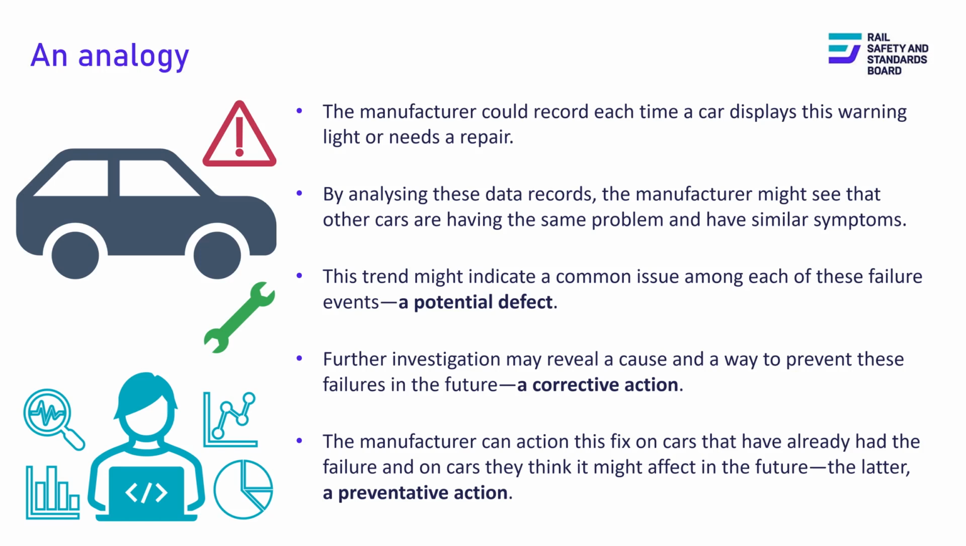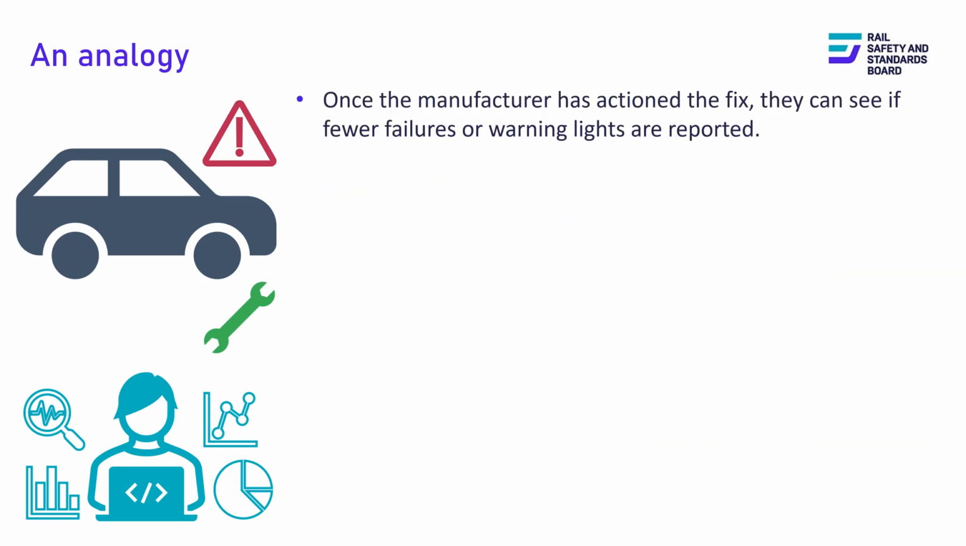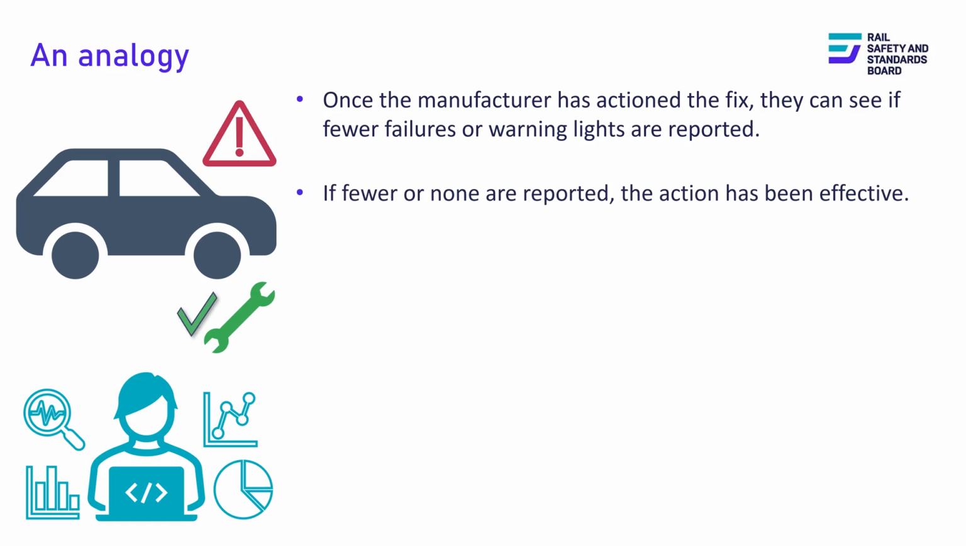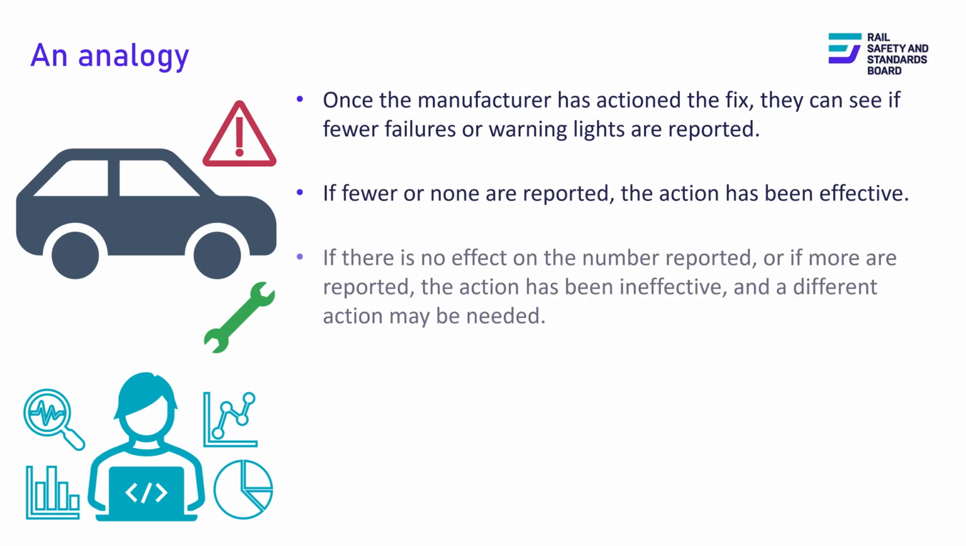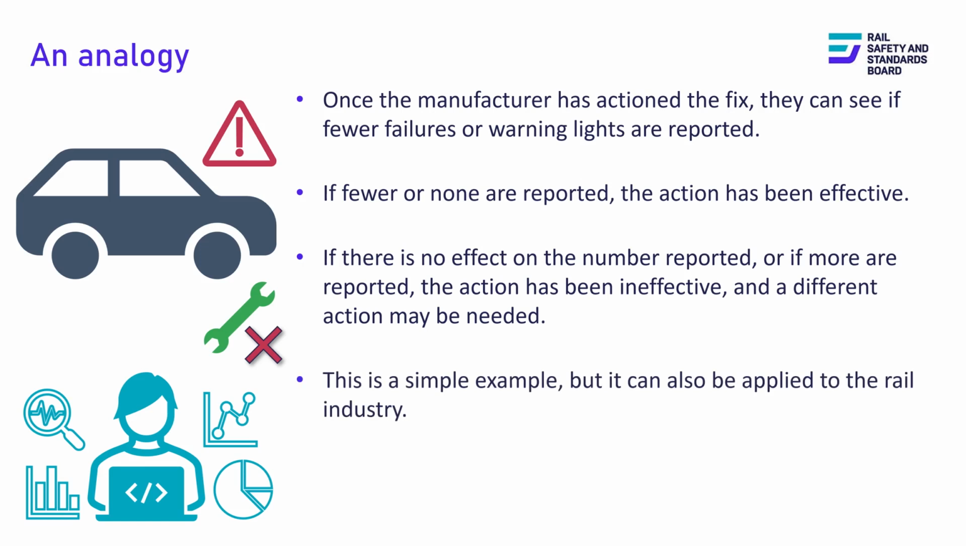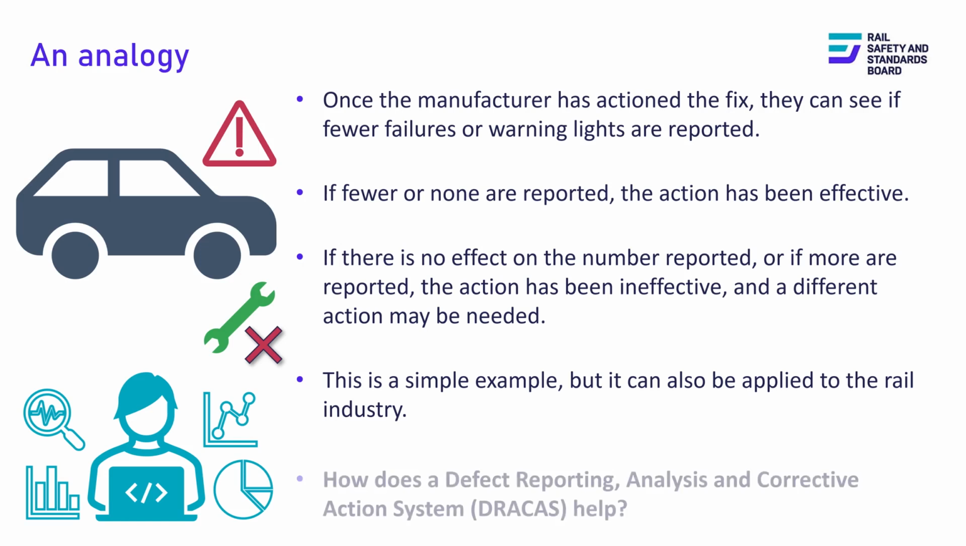The latter is a preventative action. Once the manufacturer has actioned the fix, they can see if fewer failures or warning lights are reported. If fewer or none are reported, the action has been effective. If there is no effect on the number reported, or if there are more reported, the action has been ineffective and a different action may be needed. This is a simple example, but it can also be applied to the rail industry.